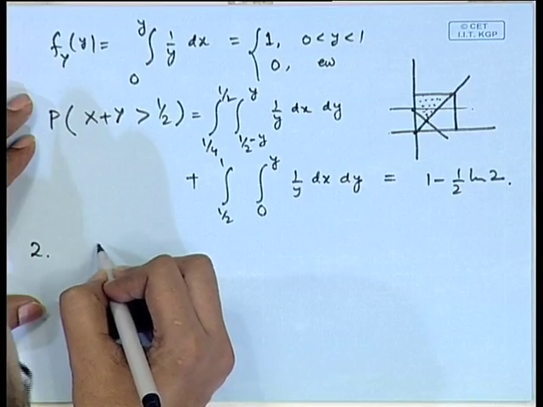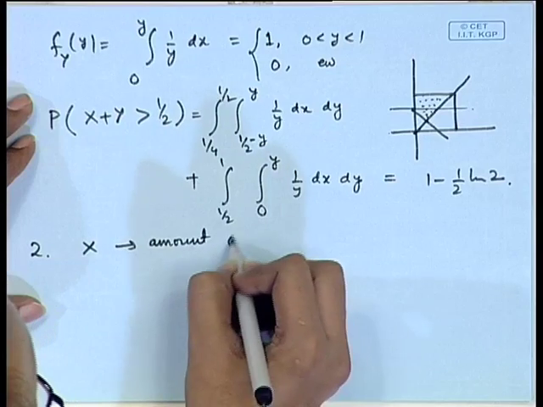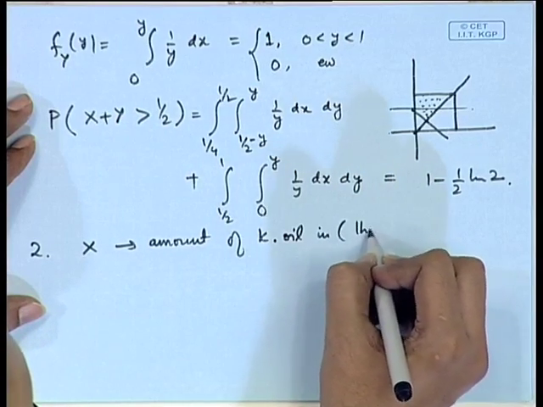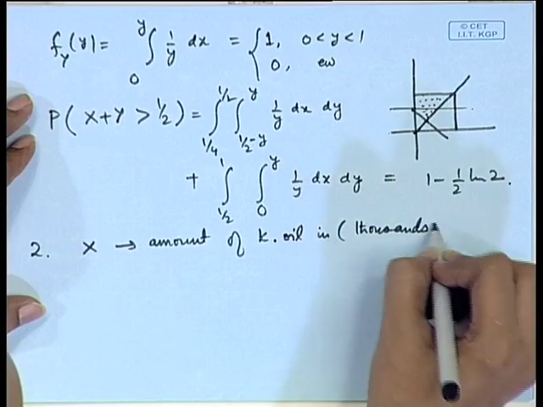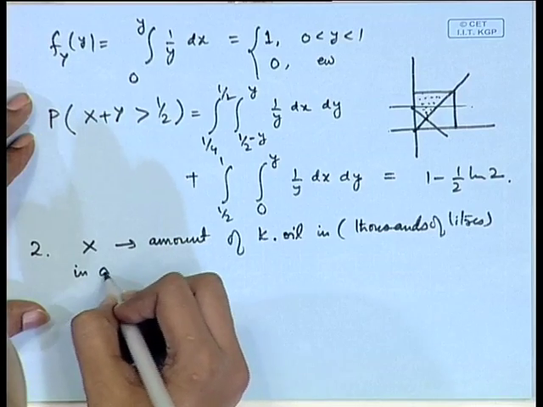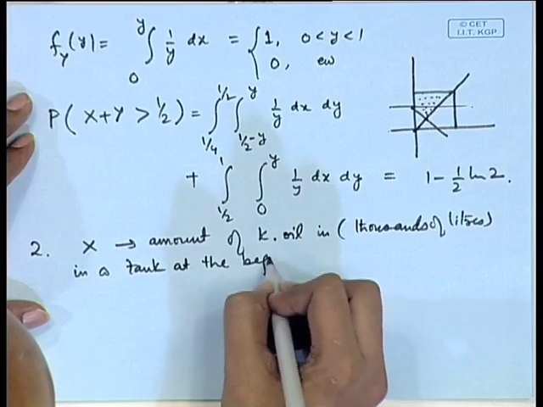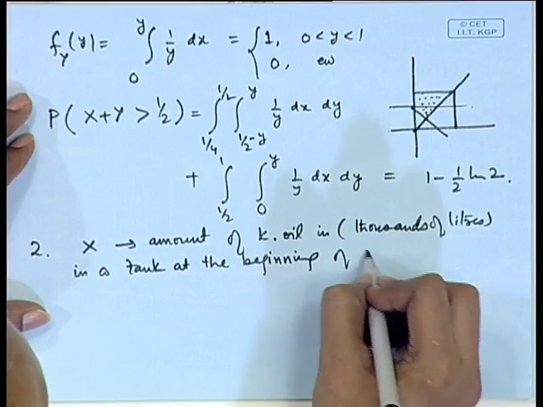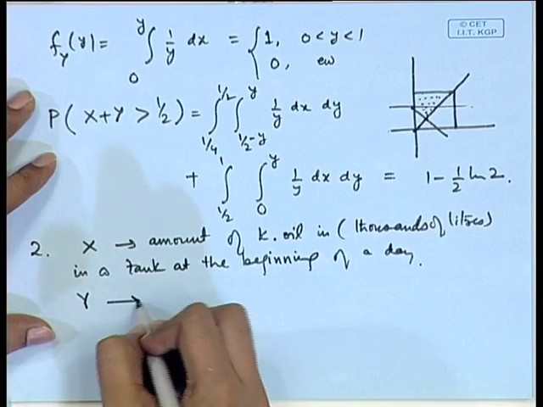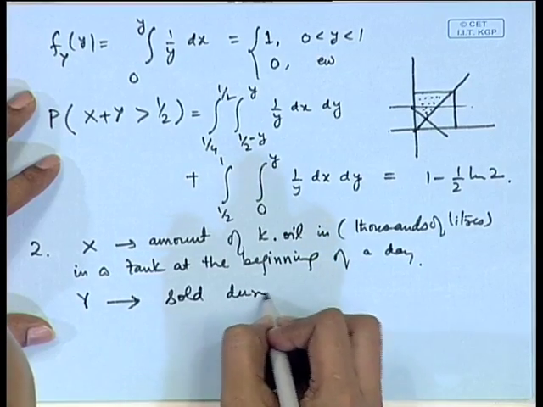Suppose x denotes the amount of kerosene oil, in say thousands of liters, in a tank at the beginning of a day, and y is the amount which is sold during the day.